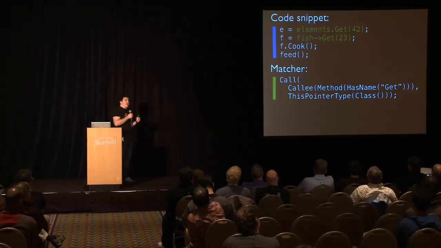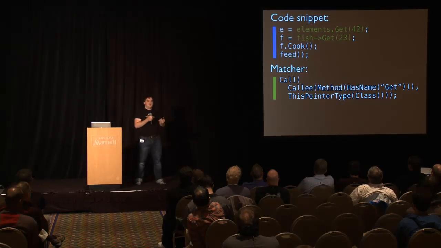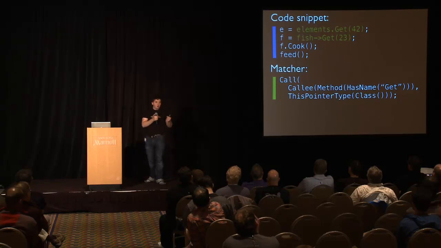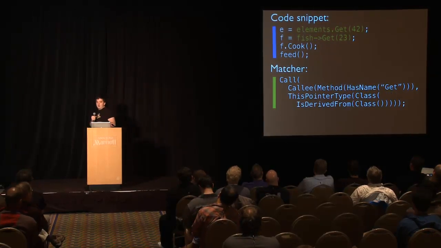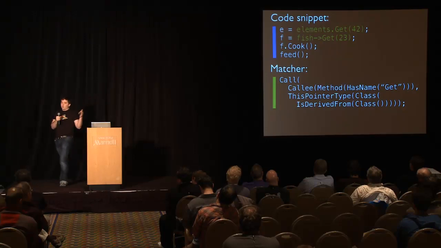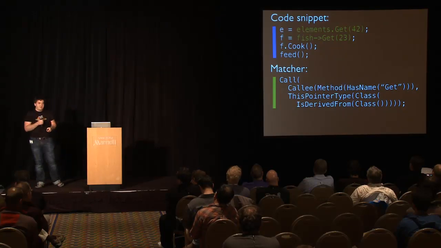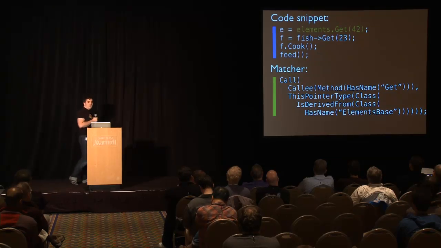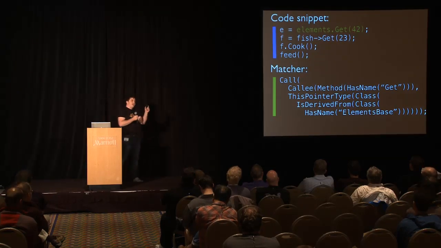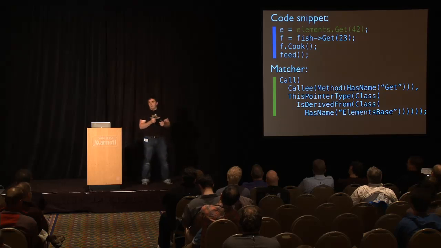We need to actually start matching what the type is of that method, like what this pointer's type will end up being. We can say that it's going to be a class. We can extend the class predicate to say that it's derived from some interface at some point in its type hierarchy, and we can name that interface as element space, and suddenly we've actually isolated that one piece of the code that we're looking for.